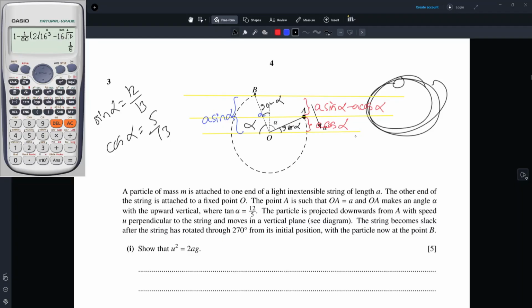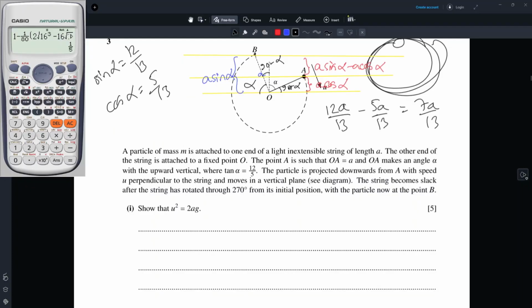So because of this, we now have this one. a sine alpha minus a cos alpha equals 12a by 13 minus 5a by 13, which equals 7a by 13. So the change in particle height is 7a by 13. Now, because I have a velocity, I can first of all start off with energy conservation. At this point, we have half m u squared equals, because it's gaining a height, half m v squared plus mg into 7a by 13.